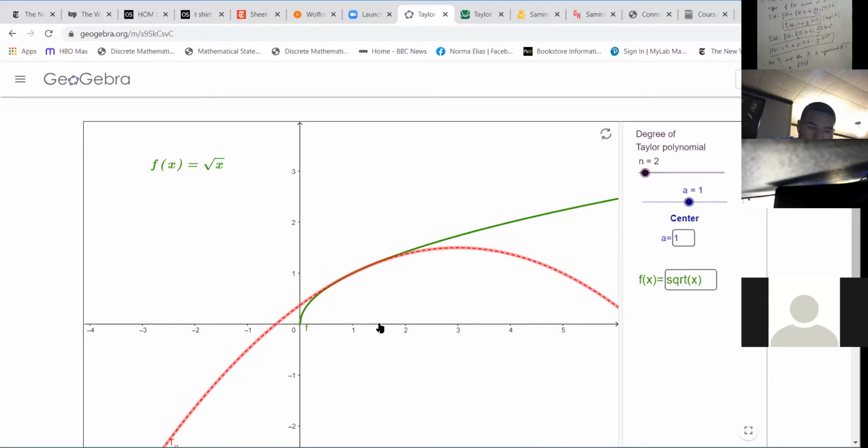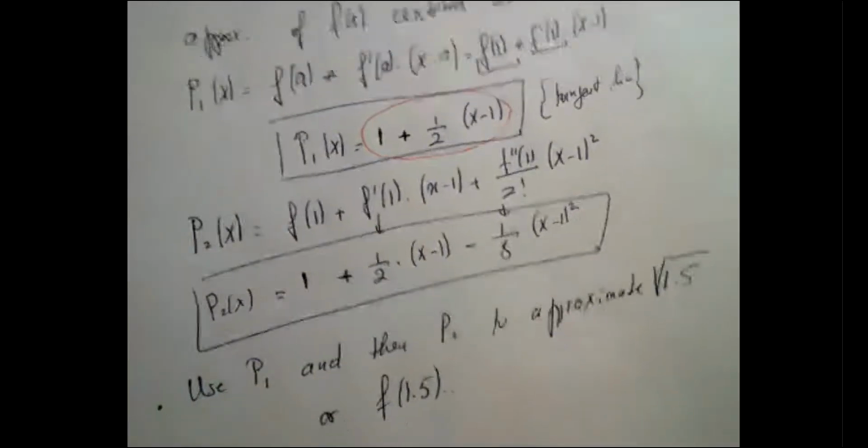This is 1.5 down here. I'm going to plug it into the equation of the polynomial, and I'm going to realize that the value obtained by the polynomial and by the function are relatively very close to one another. That's what we're going to mean by approximation. Okay? So that's really the idea.